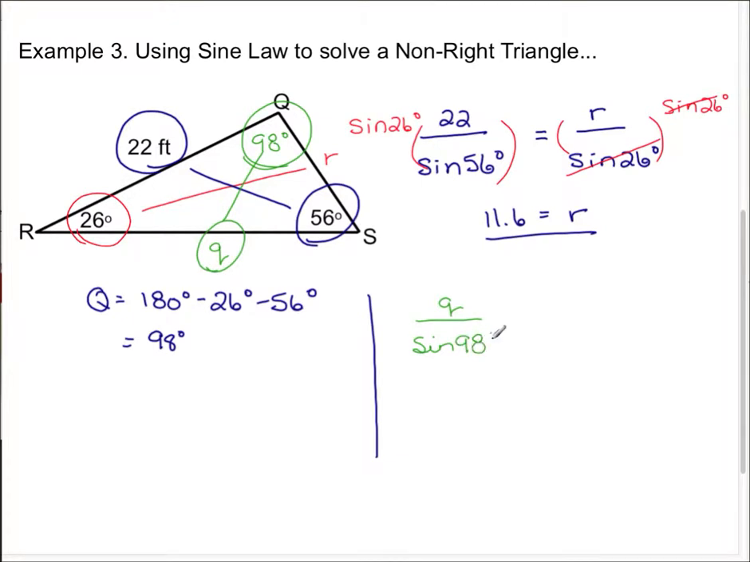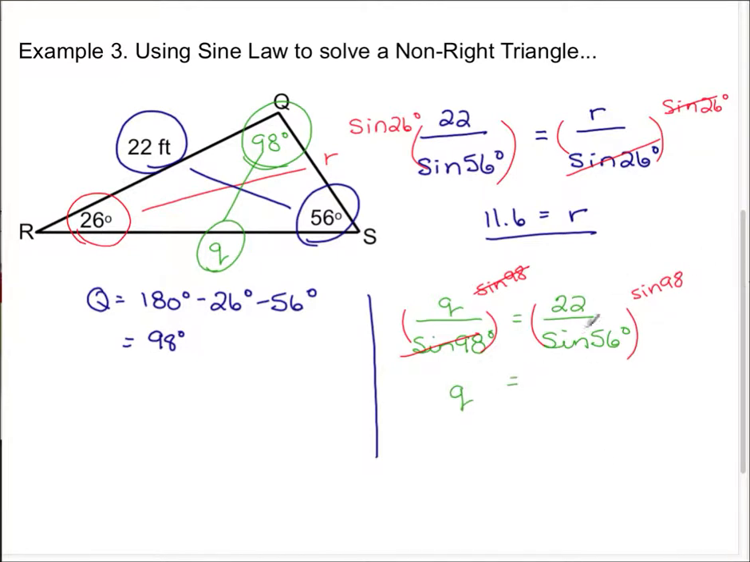Sine 98 degrees. And I can use either of these angle-side pairs, but I'm not going to use the r just because it's rounded. It's a nasty number. So I'm going to use this one over here, 22 feet and 56. So we'll put 22 on top because it's a side, and on the bottom we put sine of 56. Now, what do I have to do? I have to get rid of the sine of 98. So I'm going to multiply this side by the sine of 98, and I'm going to multiply this side by the sine of 98. And those are going to cancel each other out here. So all I'm left with is q.